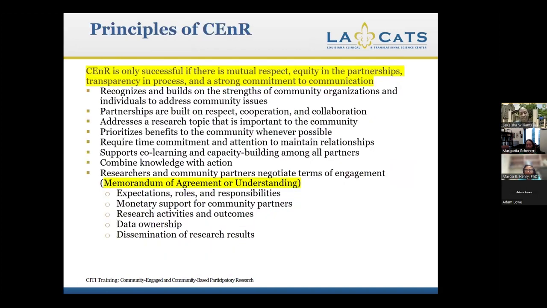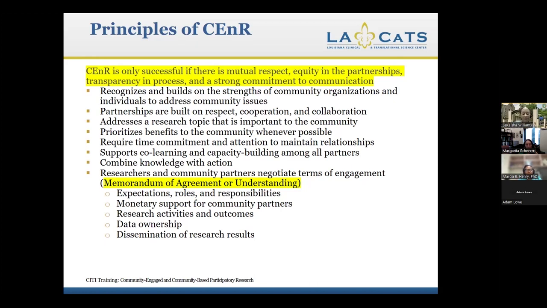So specifically, let's think about what the principles of community engaged research are. I want to talk a little more specifically about those principles. For it to be successful, there has to be mutual respect. There has to be equity in the partnership. There has to be transparency and a strong communication commitment. And this is very, very important when we look at community engaged research. We're going to talk a little more deeply about it. These are the pillars of what's important.